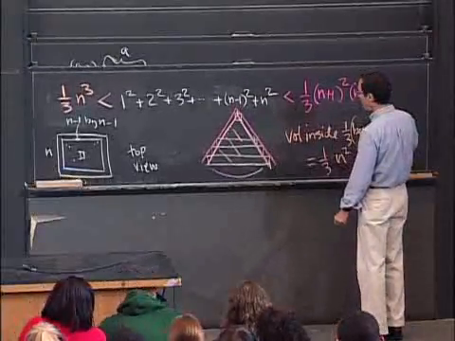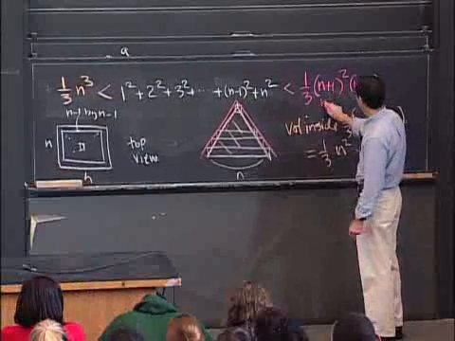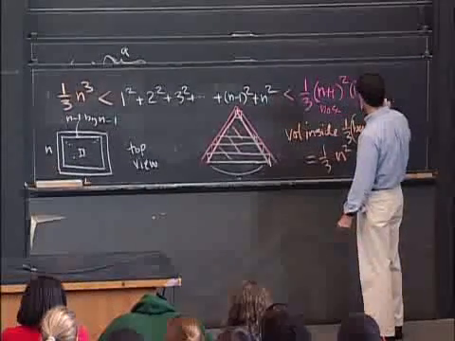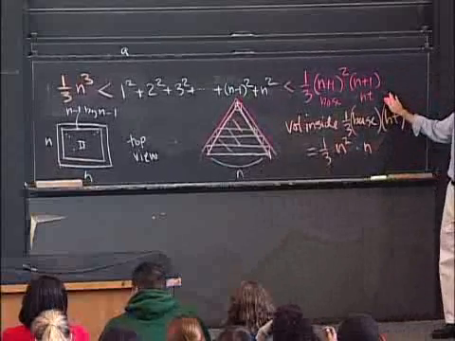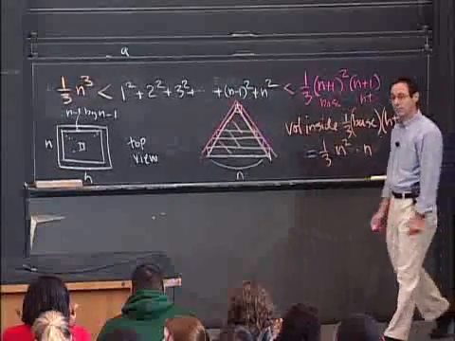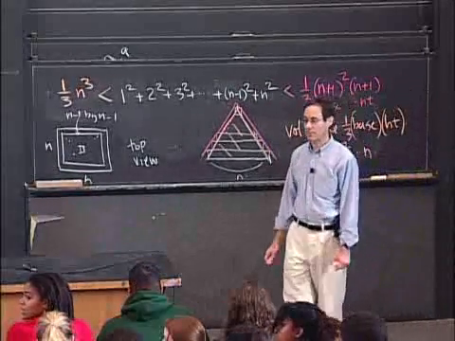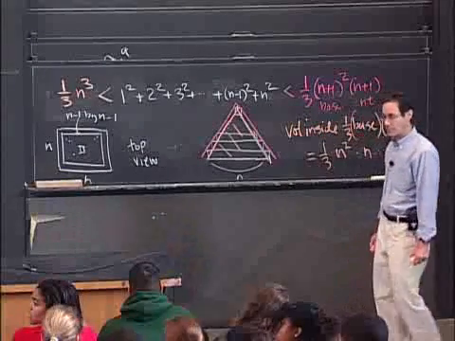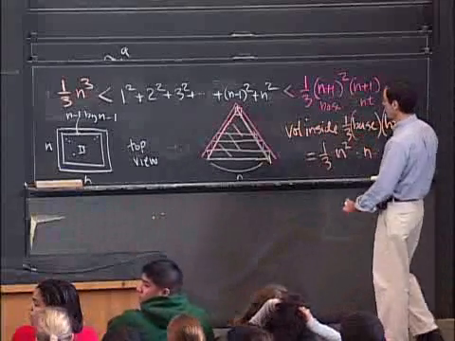Again, this is a base times a height of this bigger pyramid. Yes, question? It seems like you're adding up areas with the white in the center of your inequality and then equating it to volume.